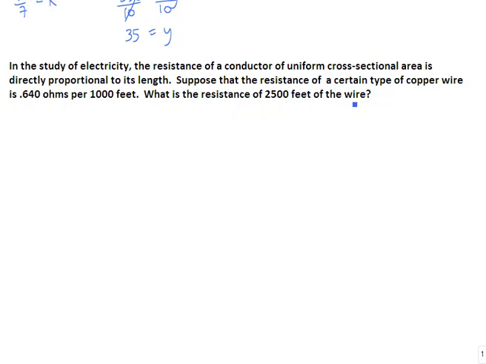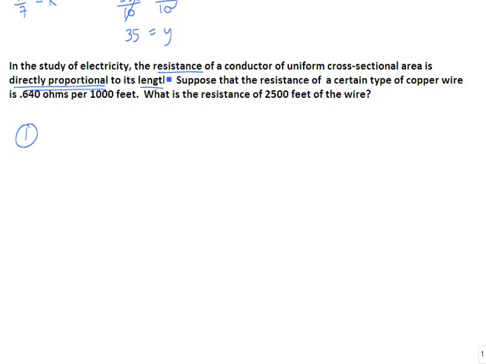So the first thing we have to figure out is our relationship between our variables. So step one here is to write a generic formula. In this first sentence, it tells us that the resistance of a conductor of uniform cross-sectional area is directly proportional to its length. So the variables that we're dealing with here are resistance and length, and it tells us that resistance is directly proportional to its length.